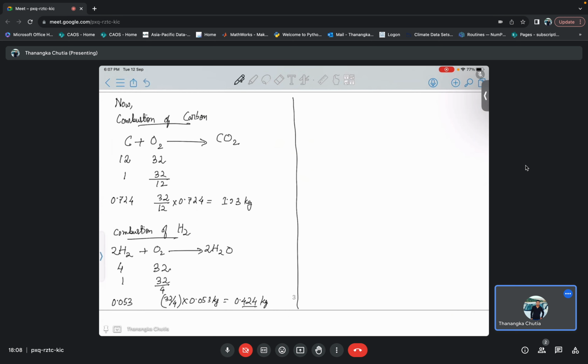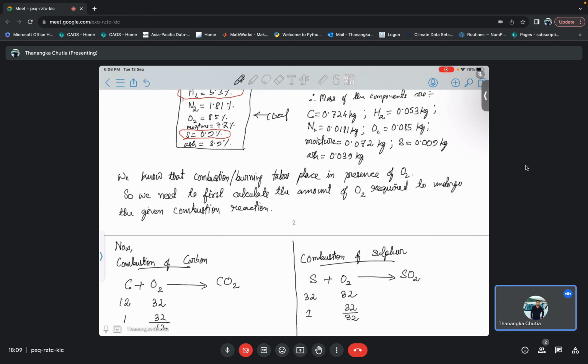Again, combustion of sulfur. Okay, so that will be again S plus O2, this gives SO2. This is balanced already, so this will be 32, this will be 32, so 1 will be equal to 32 divided by 32. And what is the amount of sulfur present?